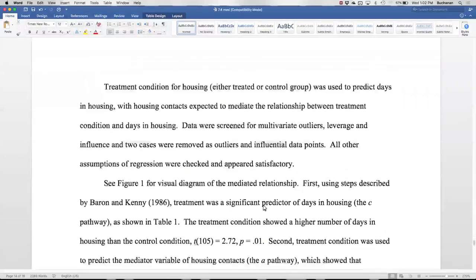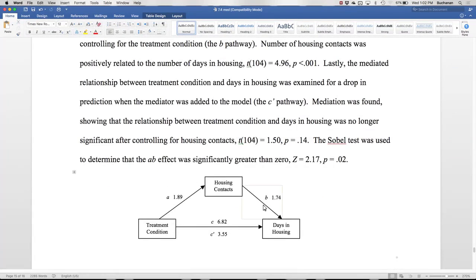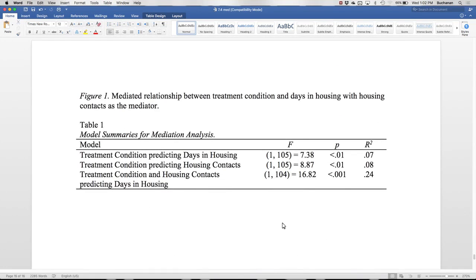All right. So it's actually, I would say mediation is actually a little easier than the hierarchical one we did last time. It just has more steps. I have an example write-up, and it has an example table that you can make as well.